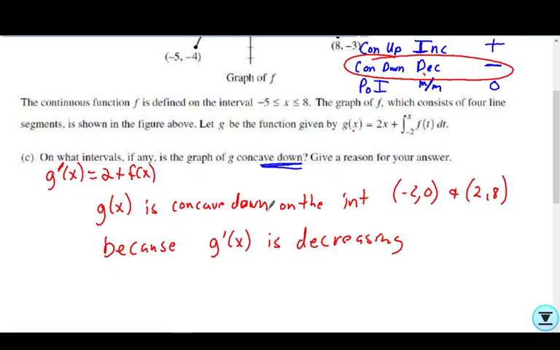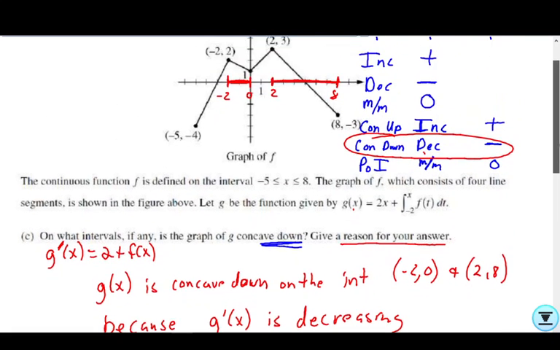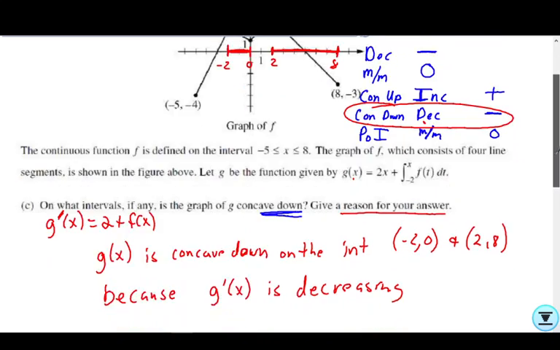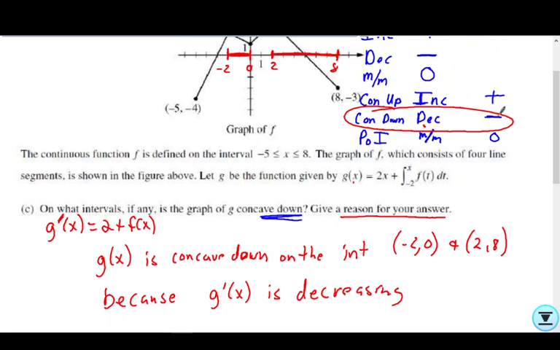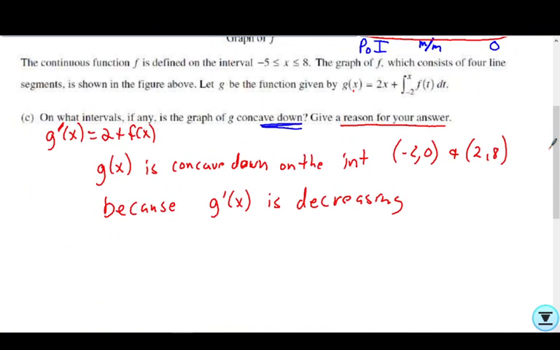So basically, justifying your reason for your answer is just you telling them how you knew. And this is how we know right here, because since the derivative is decreasing, my function is concave down. And that's what I said. g of x is concave down on these intervals because g prime is decreasing. Okay? Now, you could have said where the second derivative is negative, but we don't know anything about the second derivative. They haven't told us any of that. So we have to use the information that they've given us. Okay? And that's part C.